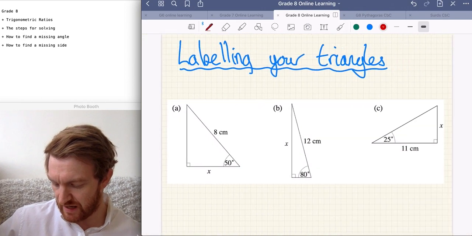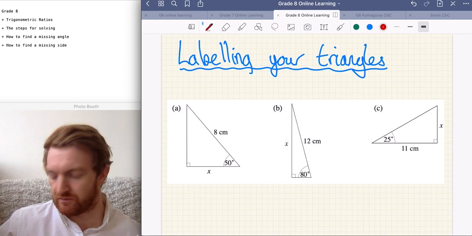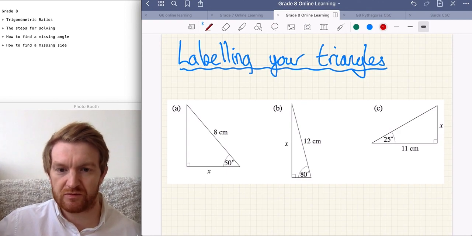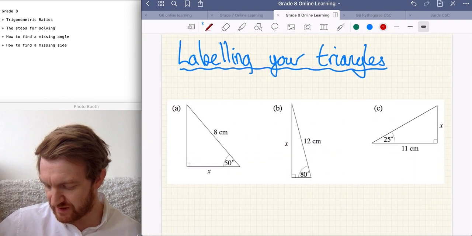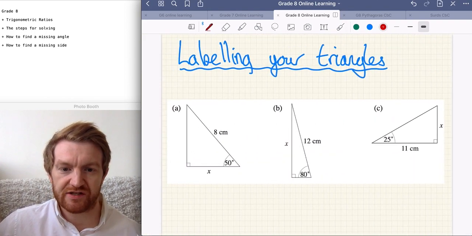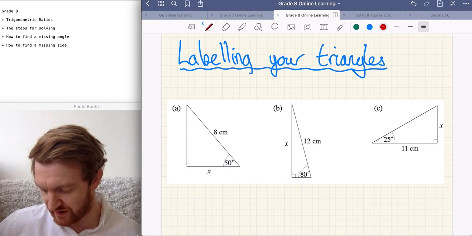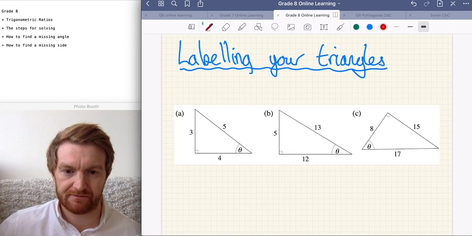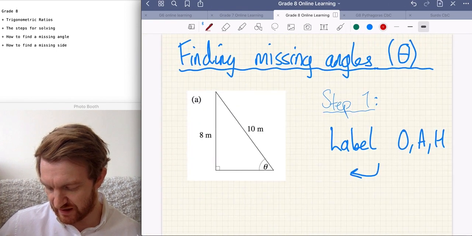So, how does that look in a question? Well, we'll do some more later. I'll come back to that in a second. As we can see here, in a question, you don't get given all the information. Here, you're given a side and an angle. Here, you're given three sides. Sometimes you'll get given sides and angles.